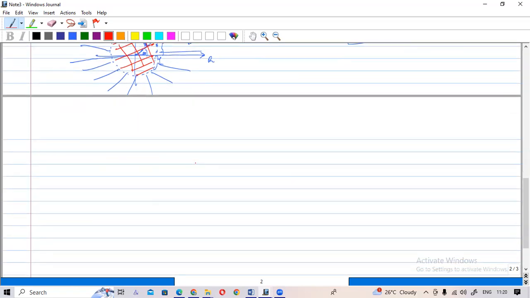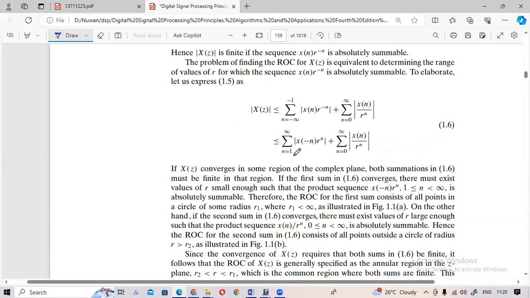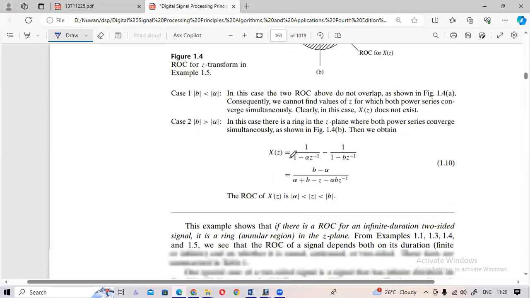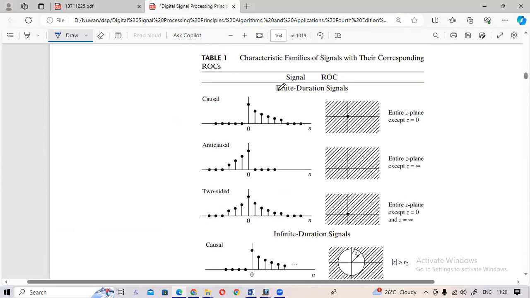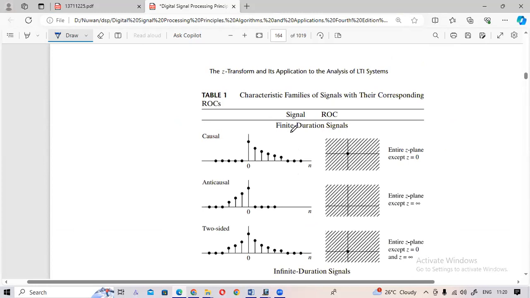Now again I will go to the book. So we have found it. Then I ask you, if you can, to try to understand the story of this. Already we know these things, most of them we have already done. For example, this is a finite duration signal. That sequence has only plus values, so that sequence is starting from 0.